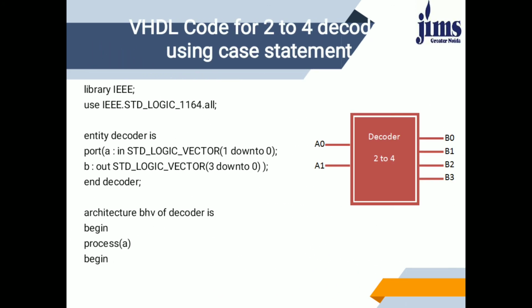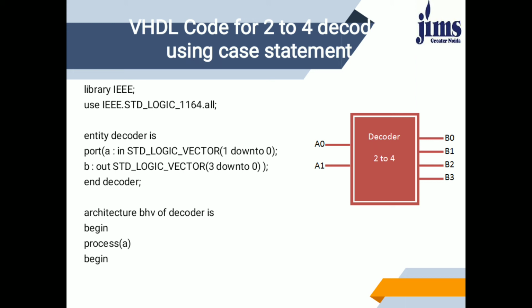Now we will focus on our decoder. Usually 2:4 decoders are used. So here I am specifying a 2:4 decoder which has 2 inputs, A0 and A1, and 4 outputs like B0, B1, B2 and B3. So first we need to specify this overview in an entity part. Again we will specify the library IEEE and use this IEEE library with the std_logic_1164.all clause. Now entity decoder is here. How many ports are there?